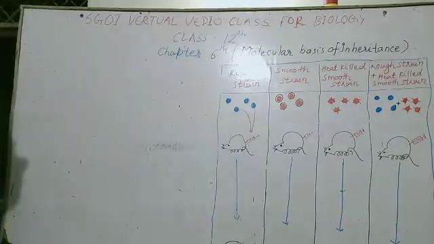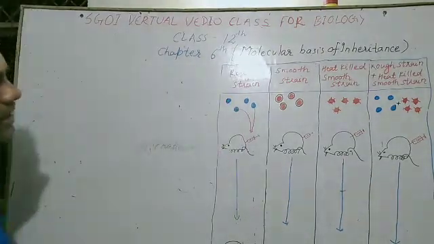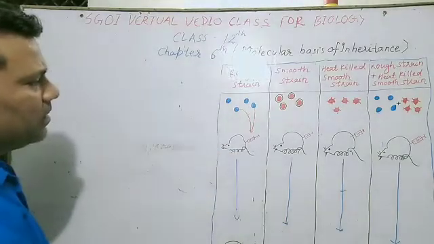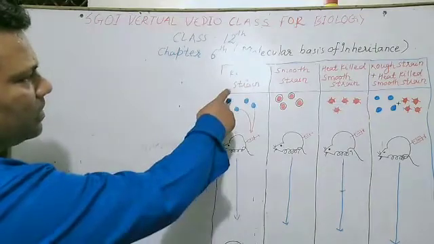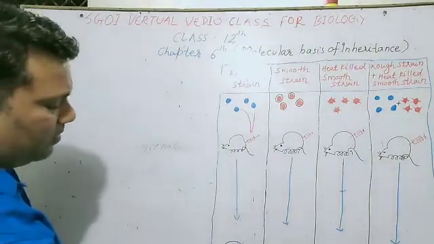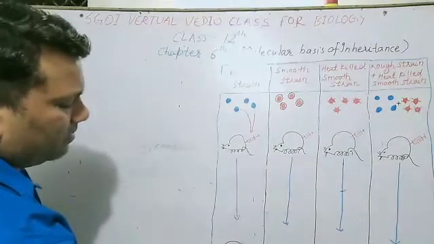What happened? The rough strain was injected into the mice, and because it is non-virulent in nature, the result obtained here is that the mice lives.